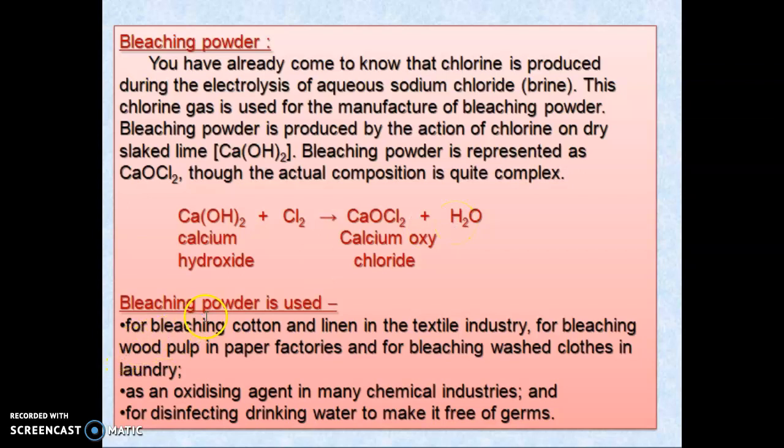What are the uses of bleaching powder? Bleaching powder is used for bleaching cotton and linen in the textile industries, for bleaching wood pulp in paper factories, and for bleaching washed clothes in laundry. Second point, as an oxidizing agent in many chemical industries, and for disinfecting drinking water to make it free of germs.